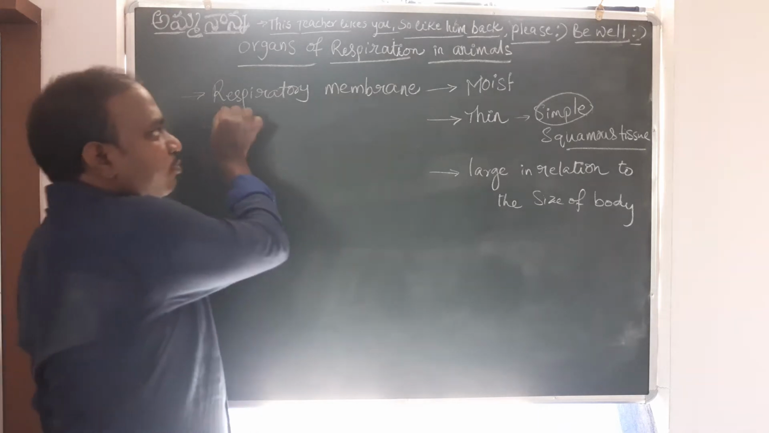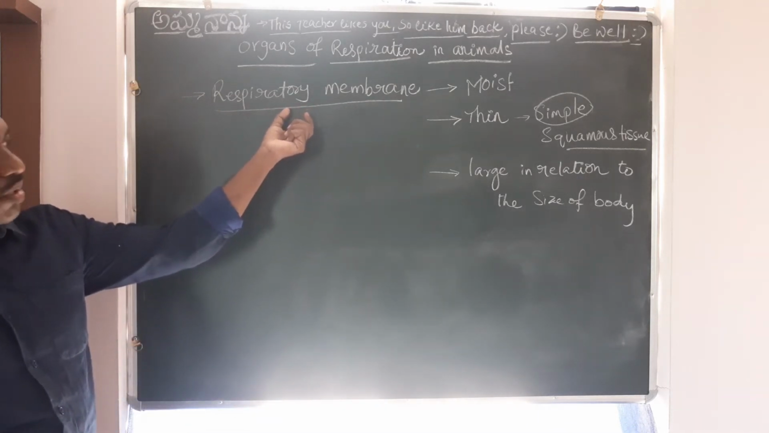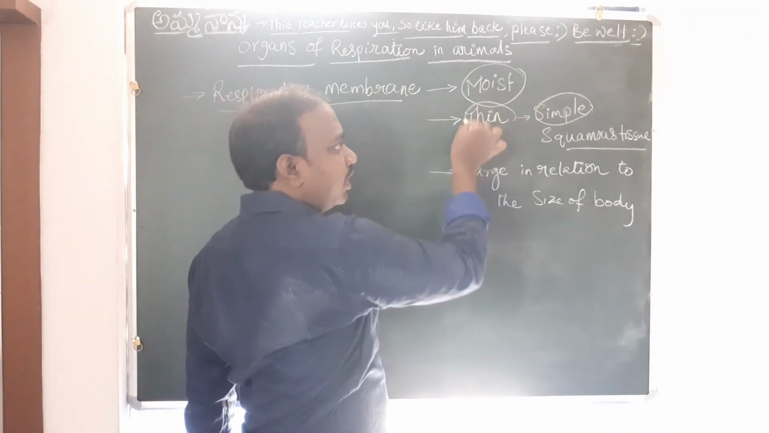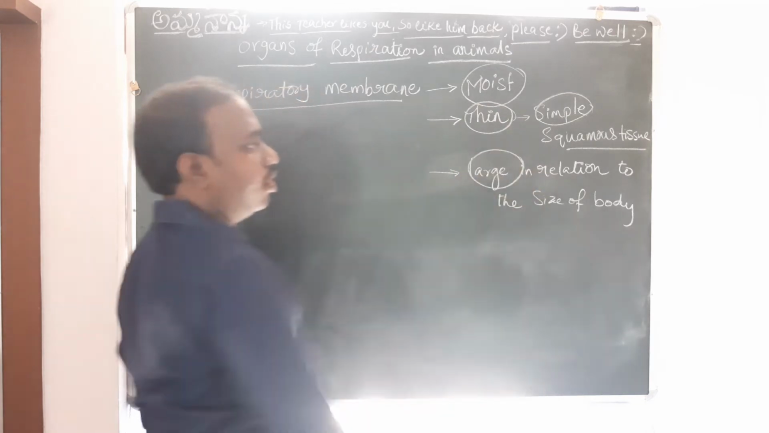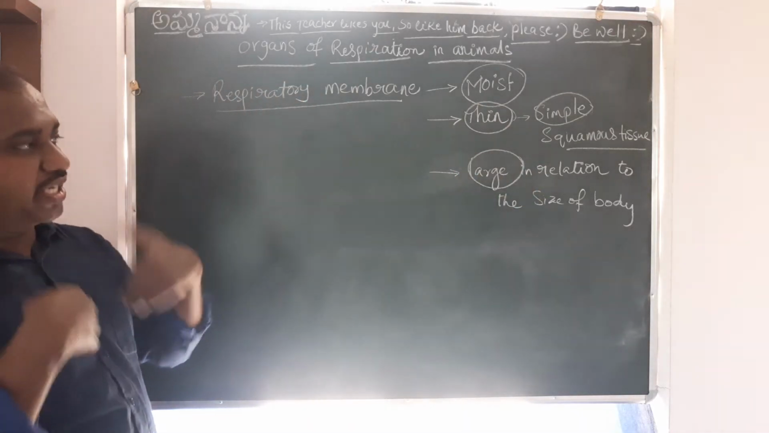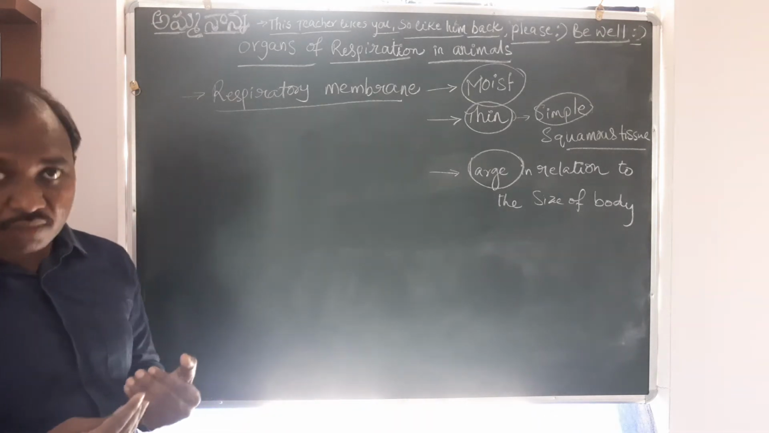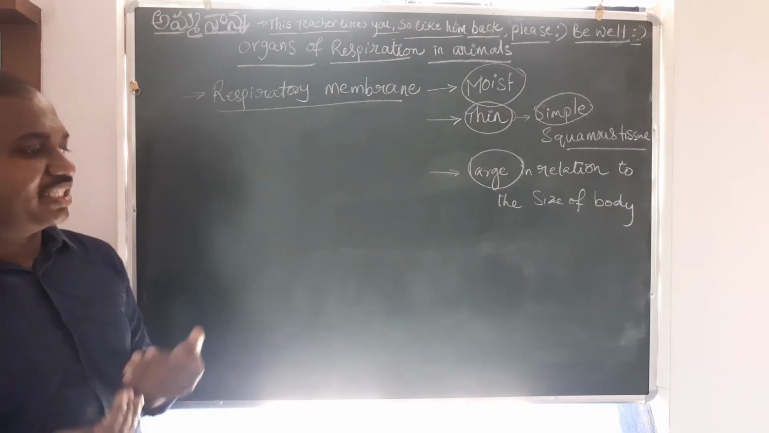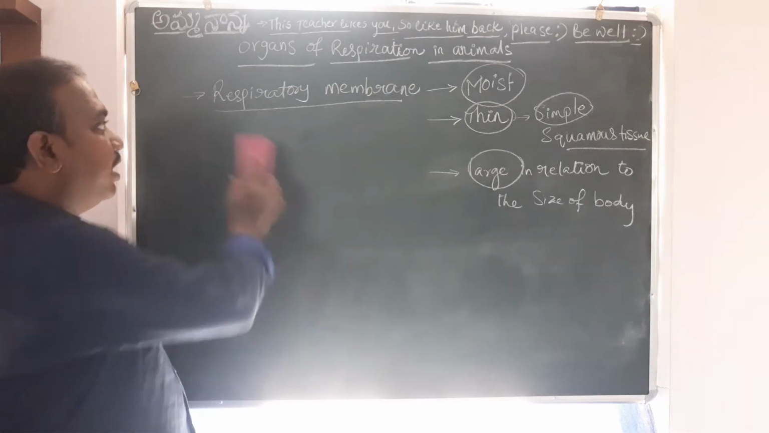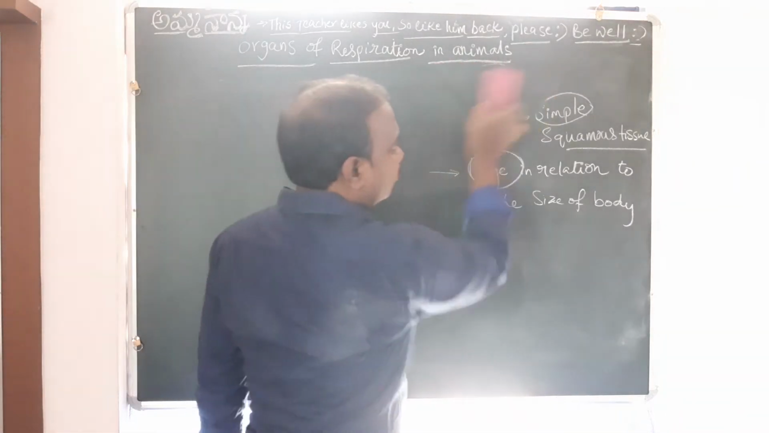We spoke about the respiratory membrane. For this membrane to be able to exchange gases, it should be moist, it should be thin, and it should be large in relation to the size of the body, so that all these gases can be taken in and the gas that is not required, which is harmful to the body, can be sent out. So that is the respiratory membrane, very briefly. Now we shall see the organs.